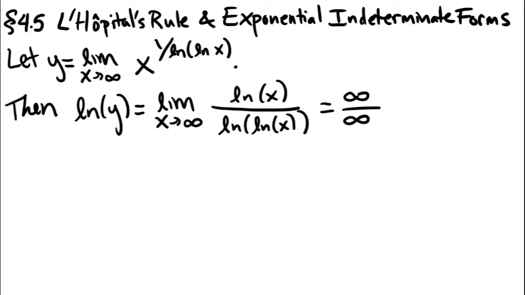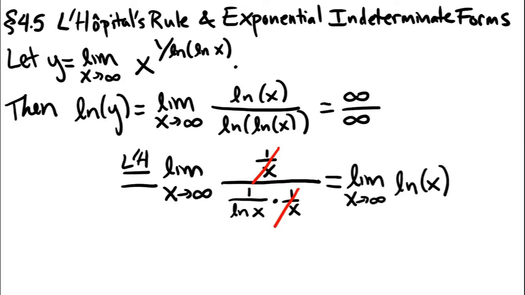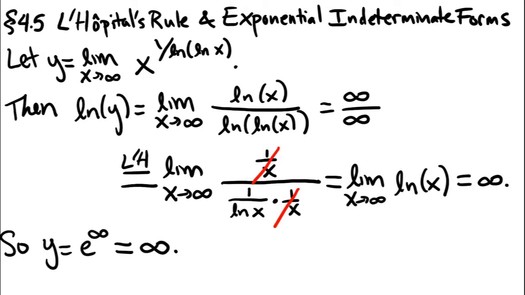So just like in the first example, we can use L'Hopital's rule. It's easy enough to take the derivative on the top. What about on the bottom? Think to yourself for a moment, how would you differentiate ln of ln x? You should get 1 over ln x times 1 over x. That 1 over x is coming from the chain rule. Now the 1 over x on top and bottom cancel, and this simplifies to give us just the limit of ln x as x goes to infinity. That's infinity. So finally, we can conclude that y is e to the infinity, which is just infinity.